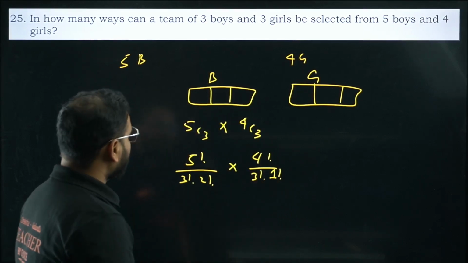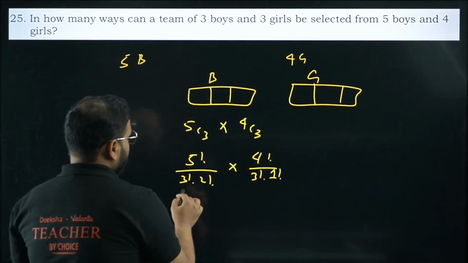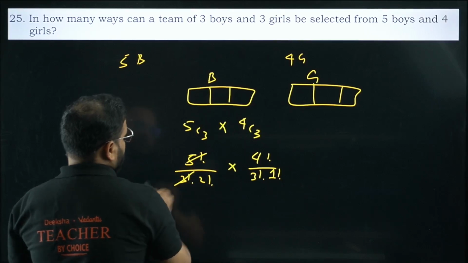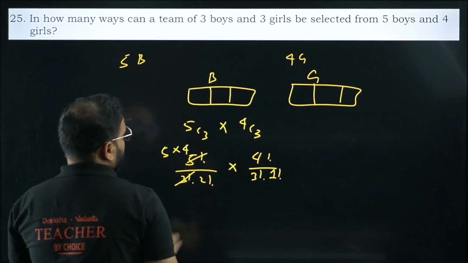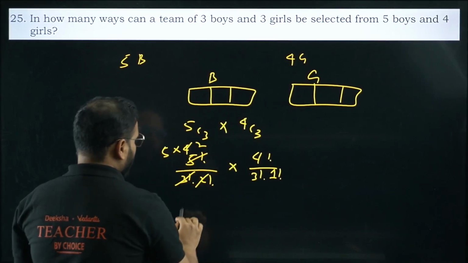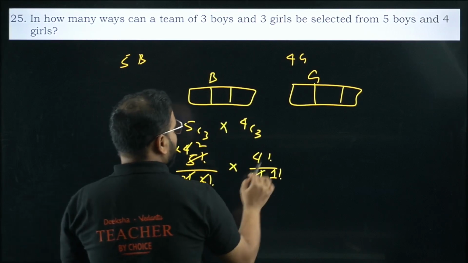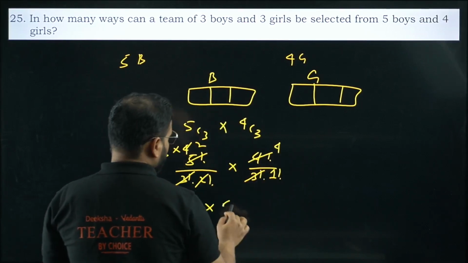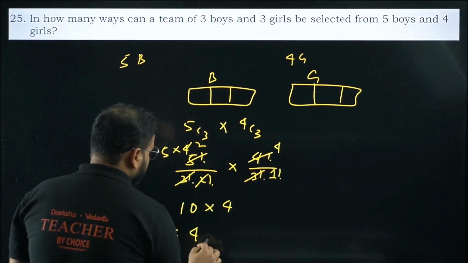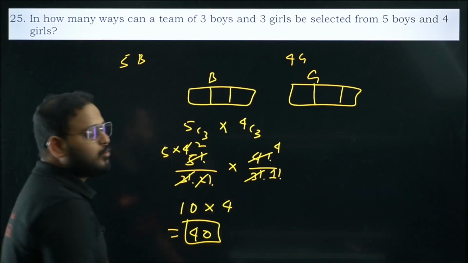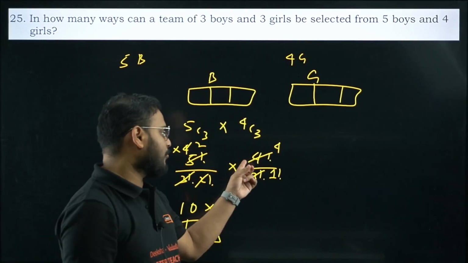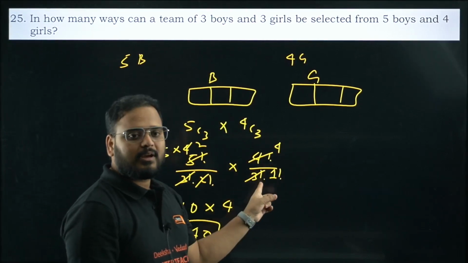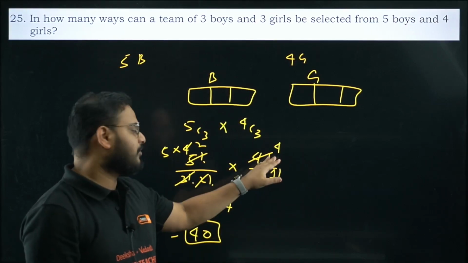What I'm getting over here is this will cancel and leave me with 5 into 4. Cancel this, will become 2. I have over here 10 into, this will cancel with 4, left here into 4. Answer is 40. If you're not sure, do the calculation. 4 factorial will be 4 into 3 factorial. Cancel 3 factorial with 3 factorial, you're going to get only 4 left.